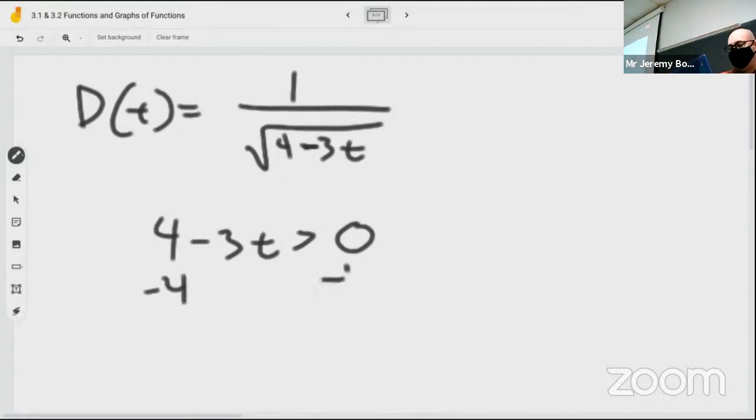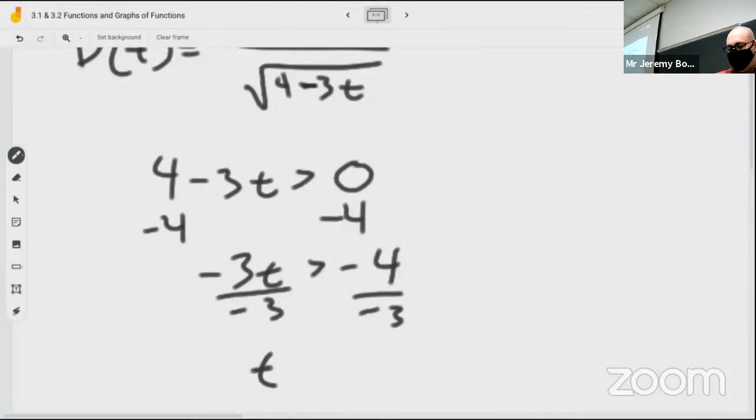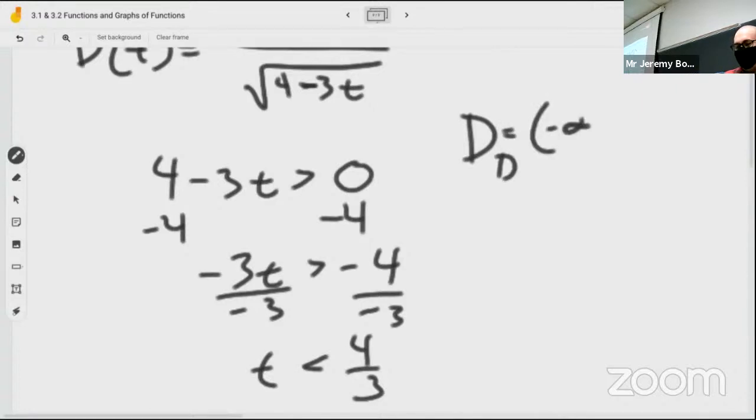Let's subtract 4 from both sides here. And then we'll divide by -3, which is going to swap my inequality. And so I'm going to have t is less than 4/3, which means my domain, I should have called this d, but there you go, is going to be negative infinity to 4/3, but it will not include 4/3.